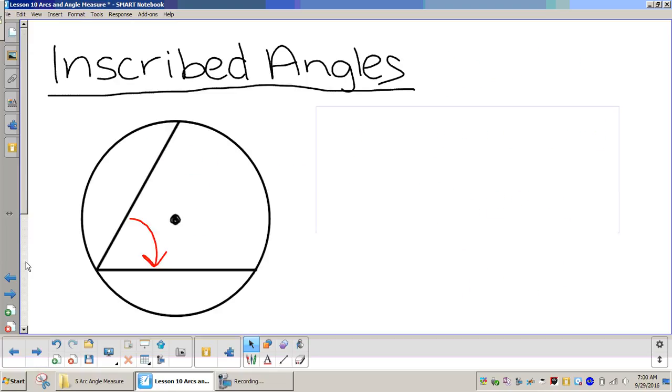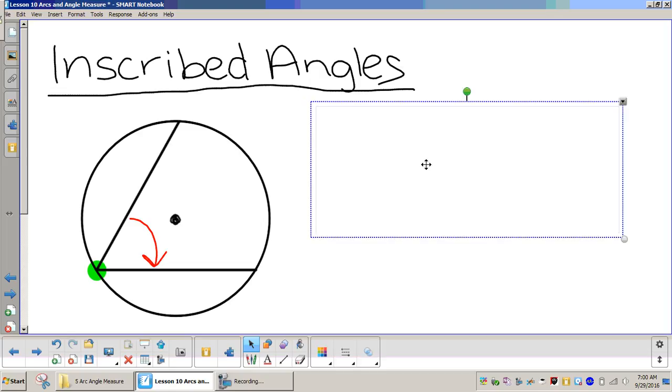Another special type of angle that we have formed inside of circles is what's called an inscribed angle. I hope that you notice that this time the vertex is on the circle, it's not at the center. So I have this angle created where my vertex is on the circle. We call that an inscribed angle. And there's a special relationship that exists here.